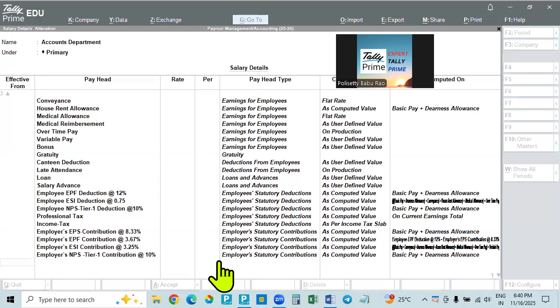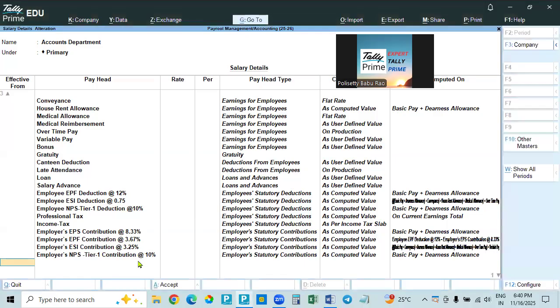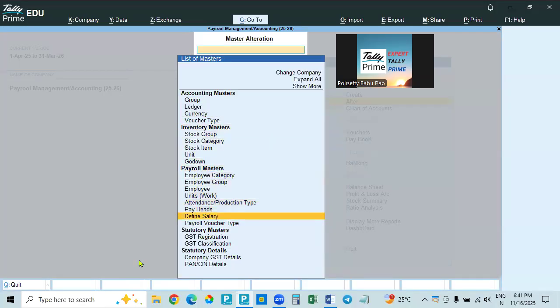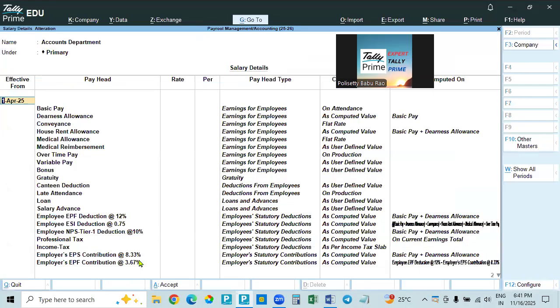We will copy that, I will tell you later. Okay, this is over, and after that it will come down and then accept. So like this, we have defined the salary. If you go and see salary definition, we defined the salary for one department. For every department and every employee, the pay heads and everything will be the same: earnings, deductions, contributions, everything. That is why everything will be copied. Just copy this, and all these items will be copied at a time.